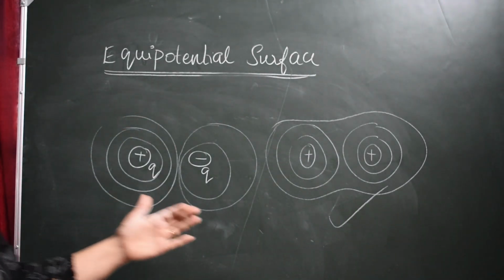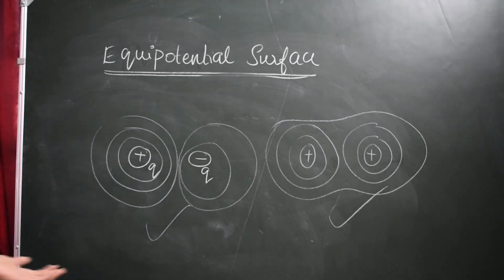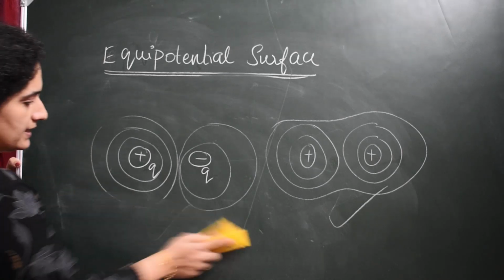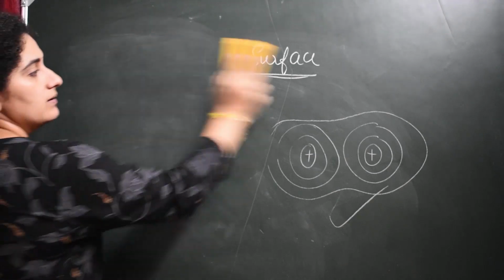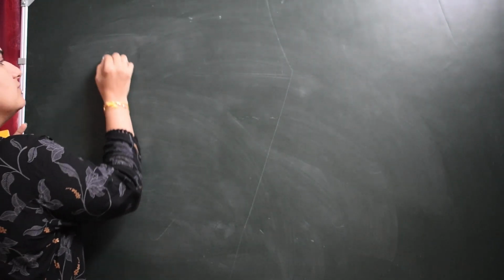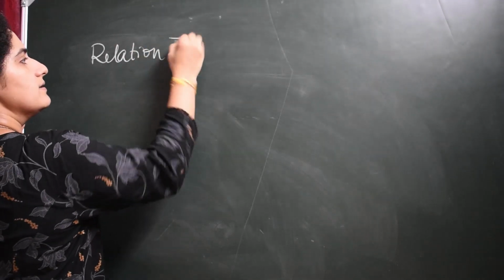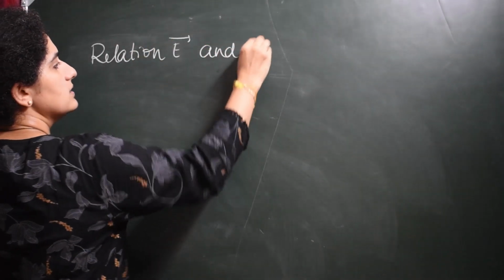Important question maybe for MCQ, or for 1 mark also: represent the equipotential surface for a dipole or like charges. So next is the relation between electric field and the potential. Important for 2 marks, a small derivation where we will write the relation between electric field and the potential.